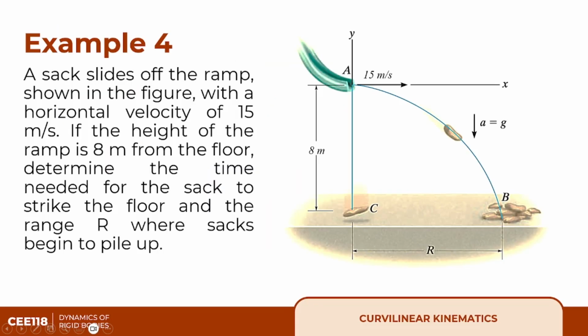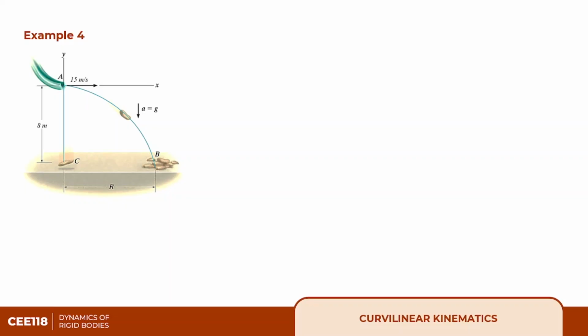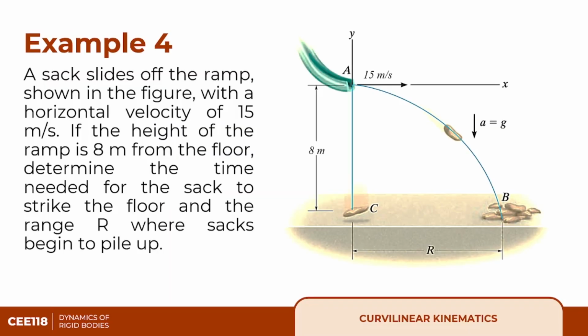Now, for problem number 4. This is the last example for projectile motion. So, a sack slides off the ramp, yung sako, shown in the figure with a horizontal velocity of 15. If the height of the ramp is 8 meters from the floor, determine the time needed for the sack to strike the floor and the range R where sacks begin to pile up. So, dalawa yung pinapanap dito. Una is the time, and the next would be the distance R.